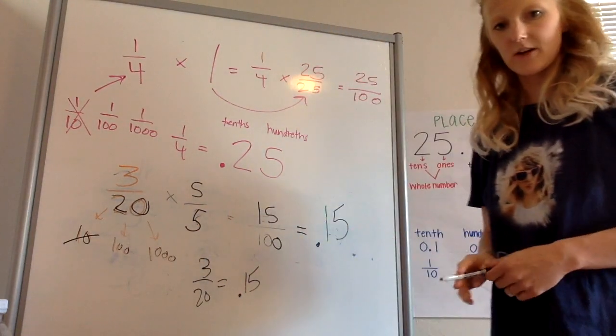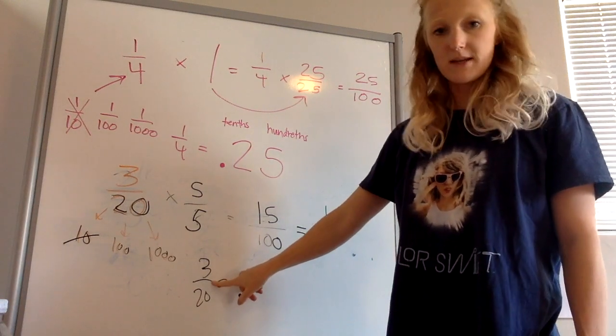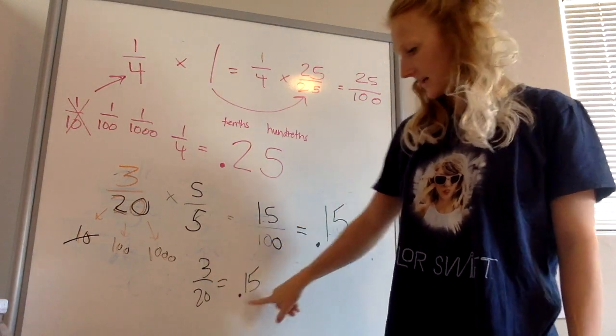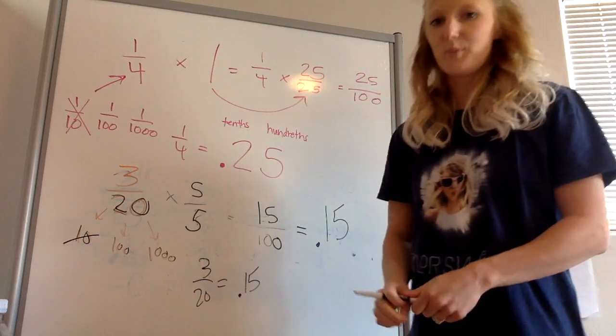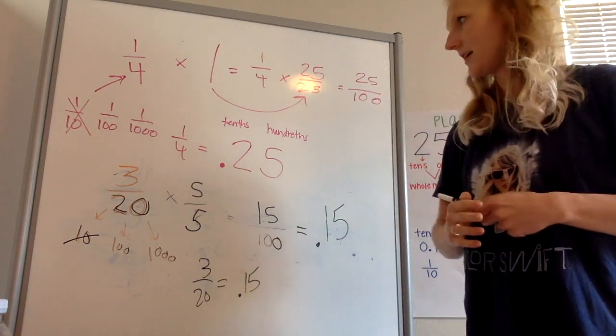If you don't believe me, take out your calculator. We know the fraction bar means to divide. 3 divided by 20, it's going to say 0.15 or 15 hundredths. Boom shakalaka. We know how to do this. Okay.